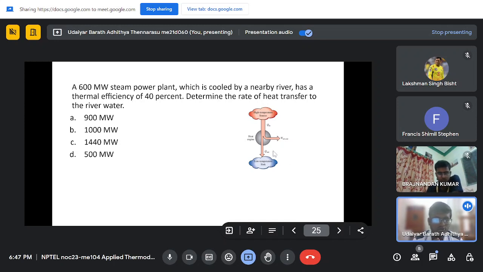You are asked to calculate the rate of heat transfer to the river water. That is, you need to calculate what amount of heat is rejected to the river. You have four options: A 900 megawatts, B 1000 megawatts, C 1440 megawatts, and D 500 megawatts.